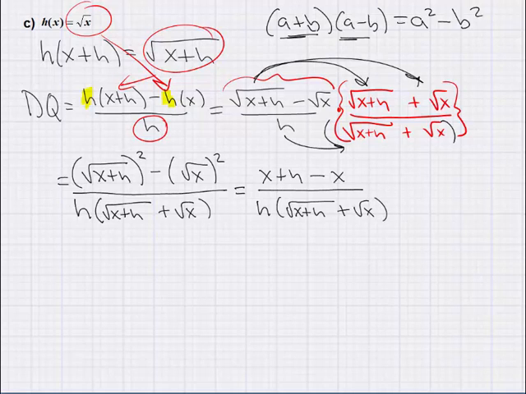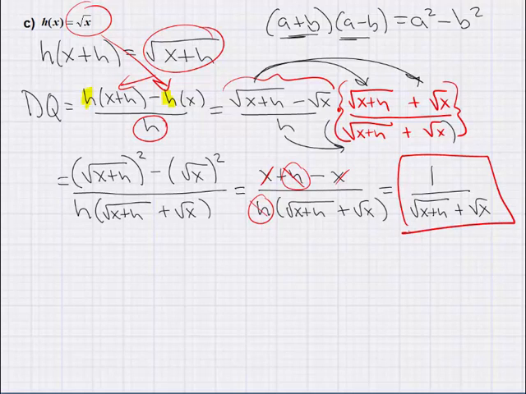And now things are going to cancel. This x and this x cancel. I just have an h here, but then that h and that h are going to end up canceling. And what happens? I canceled everything out of the numerator, which means there's a 1 left over. Not a 0, 1. The denominator, what do I have? I have the square root of x plus h plus the square root of x. This right here is my difference quotient.